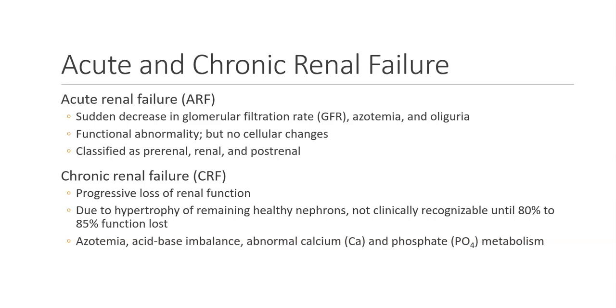Chronic renal failure is a progressive loss of renal function, and this may be due to hypertrophy of the remaining healthy nephrons. They just shrivel up and are no longer functional, and it's not clinically recognizable until 80 to 85% of the nephron's function is lost. Azotemia, acid-base imbalance, abnormal calcium, and phosphate metabolism occur.